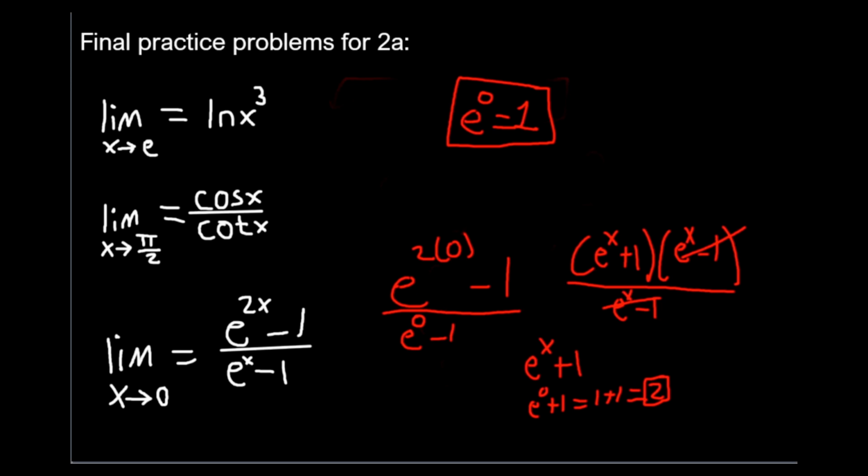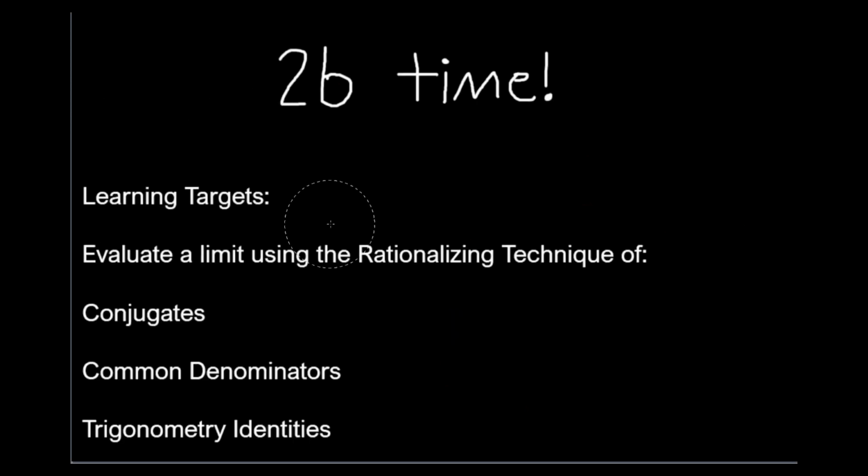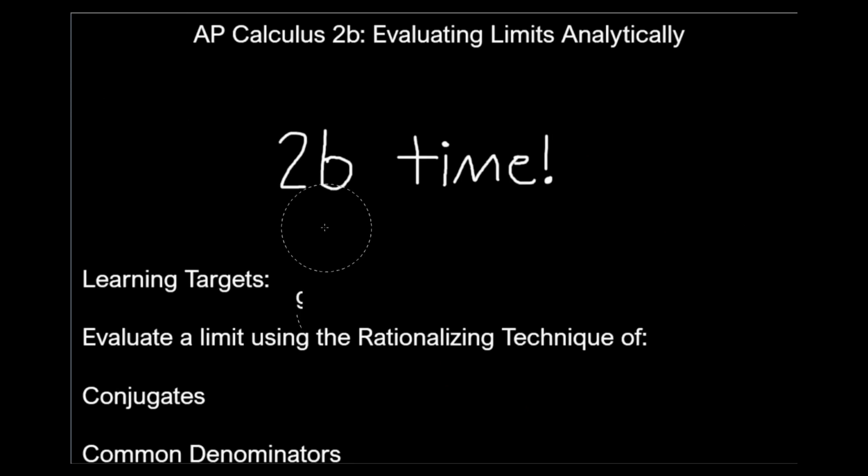With those out of the way, we will move on to 2b. So this is 2b. This is also evaluating limits analytically, but this one is a little bit different. So we talked about evaluating limits when we have an equation, and so now we're going to talk about different methods we can do: conjugates, the common denominator, and the all-important trig limit.